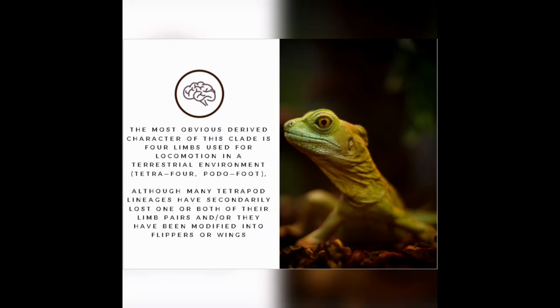Although many tetrapod lineages have secondarily lost one or both of their limb pairs, and/or they have been modified into flippers or wings, tetrapods are part of a clade most closely related to the Sarcopterygii and share derived characteristics with them, including strengthened limbs, muscle within limbs, and a swim bladder or lungs connected to the back of the palate.